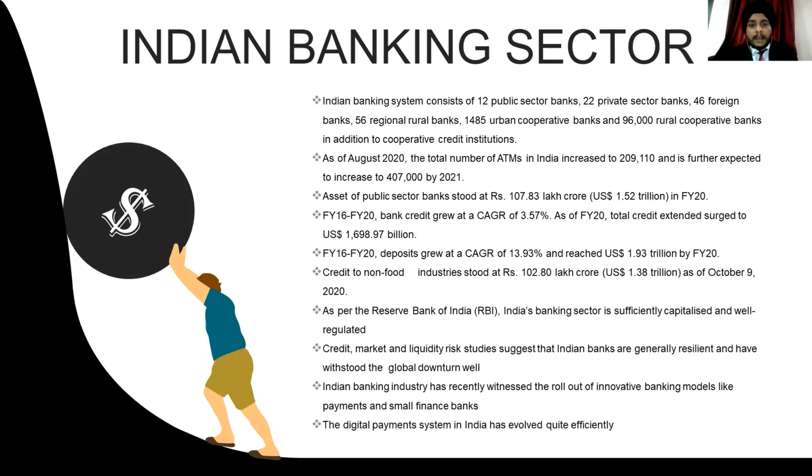Assets of public sector banks stood at rupees 107.83 lakh crore in fiscal year 2020. During fiscal period 16 to 20, bank credit grew at a CAGR of 3.57% and deposits grew at a CAGR of 13.93%. Credit to non-food industry stood at rupees 102.80 lakh crores as of October 9, 2020. As per RBI, India's banking sector is sufficiently capitalized and well regulated. The financial and economic conditions in the country are far superior to any other country in the world.